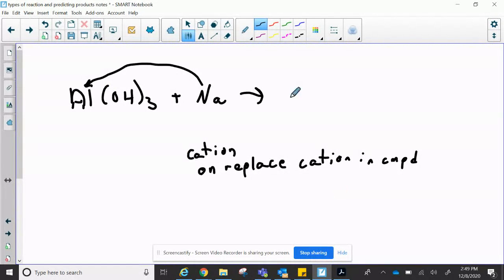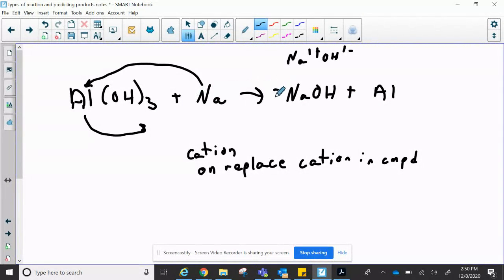So what you're going to get here is sodium now with OH. We know Na1+, OH1-, so we get NaOH plus, and the aluminum ends up out here all alone. It is not a diatomic, so it doesn't get a 2 down there. And then all we would have to do is put some 3s there to balance it.